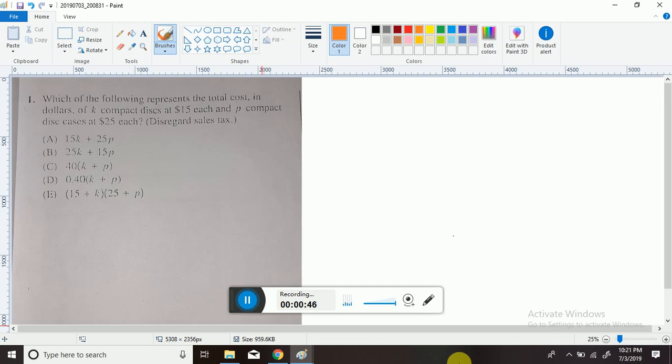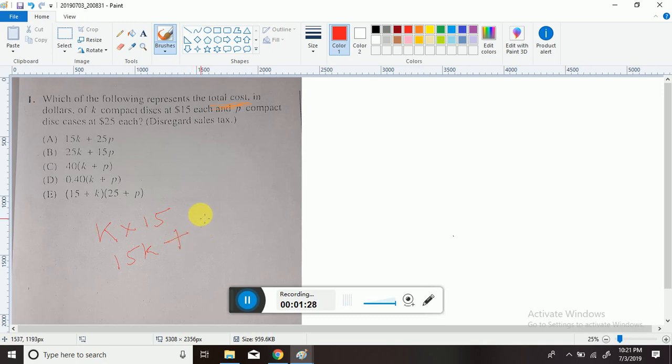So here the question describes the total cost, which represents the total cost in dollars. K compact discs at $15 each means total K into 15. So this can be written as 15K. And the next item is P compact discs at $25 each. That means the total we need to find, so we are going to put an addition sign here.